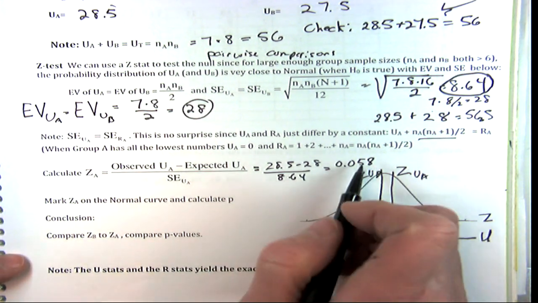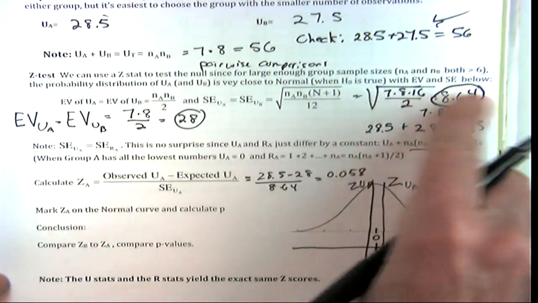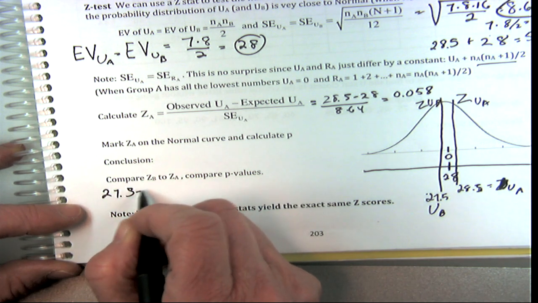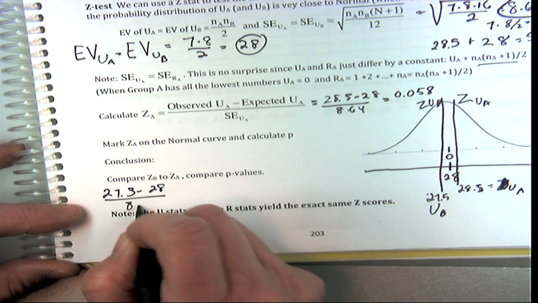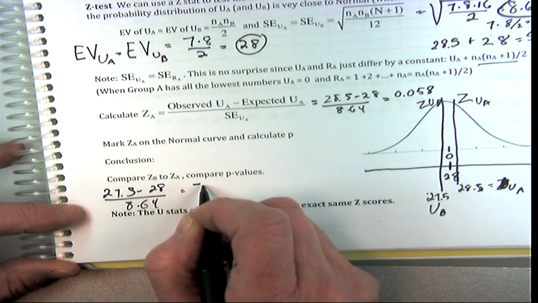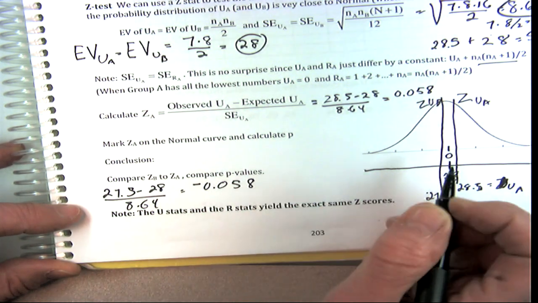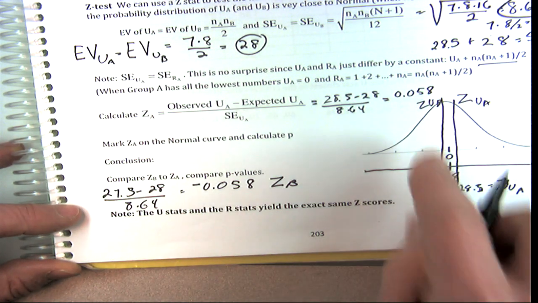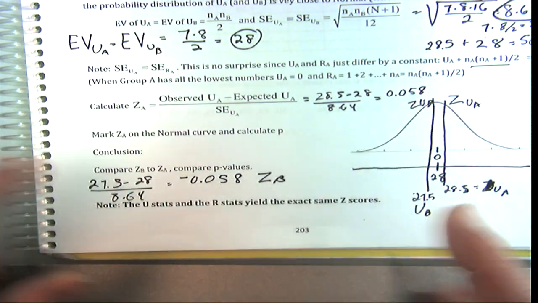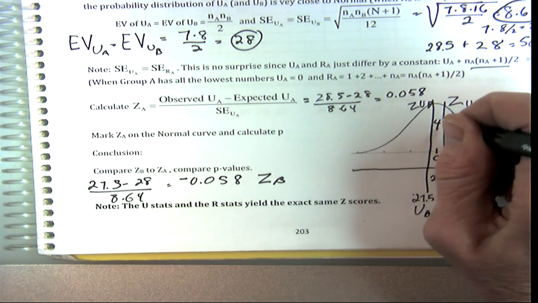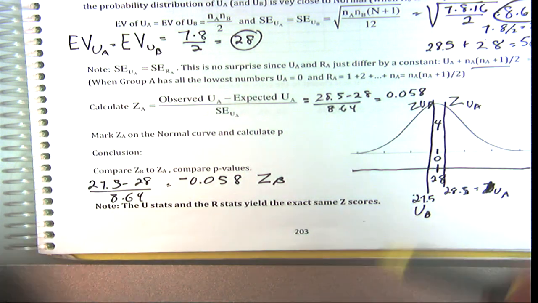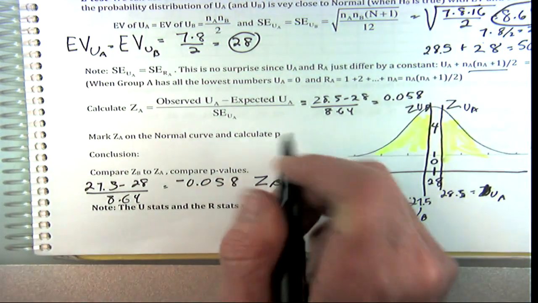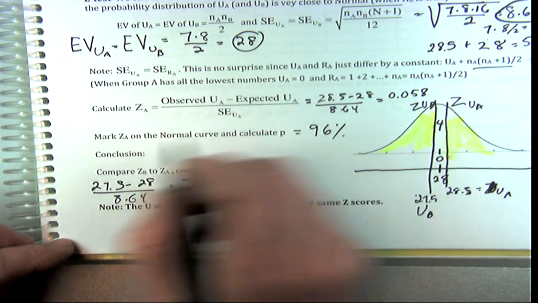Here's UB, it's the same thing. It's just going to be 27.5 minus 28 over 8.64. So it's negative 0.058. That's ZB. And they're opposites again, the same as for the ranks. And the p-value is the same. That's 4%. We just did it. And so it's 100 minus 4, which is 96%. And everything's the same. Do not reject the null.